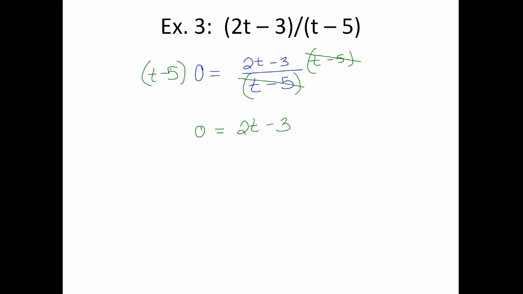So I am going to isolate my variable, and I am left with 3 equals 2t, and then last I will divide by 2, and I get t equals 3 over 2. That means I should have one intercept at (3/2, 0). So let's graph that and see what we get.